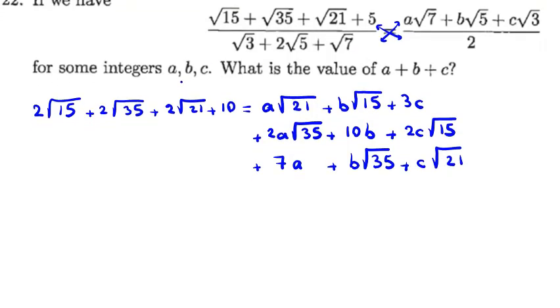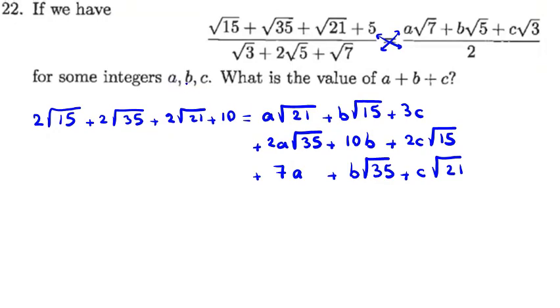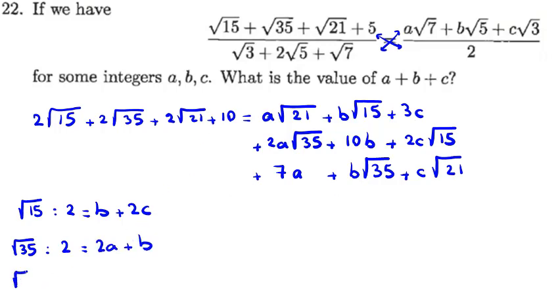Now, because a, b and c are not irrational, they are rational and, more specifically, integers, the corresponding coefficients should be equal. Now, we have three things. Root 15: the left side equals the coefficient on the right side, b plus 2c. Next one, root 35 equals 2a plus b. Now, root 21 equals a plus c.